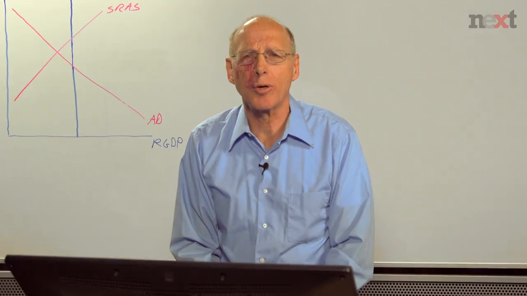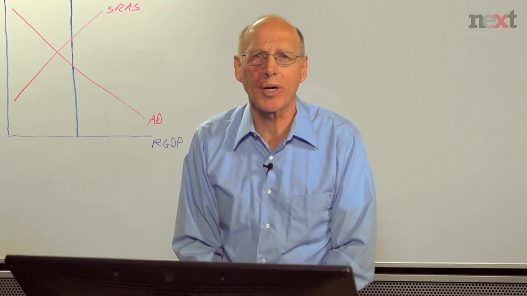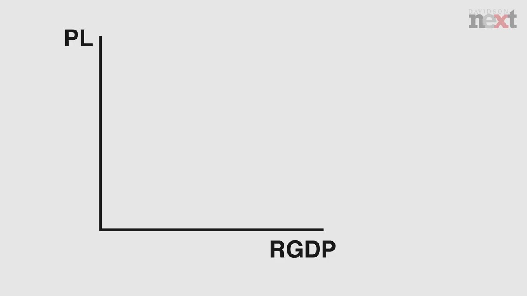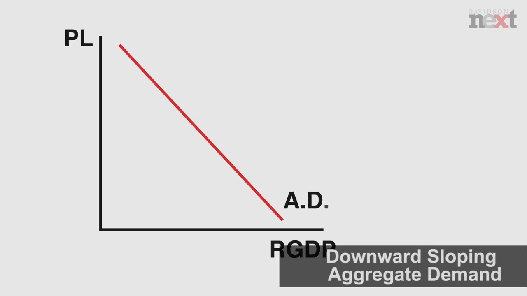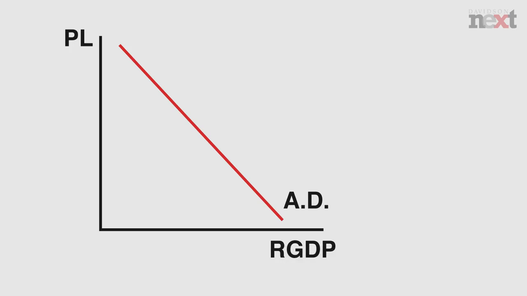You've examined aggregate demand and aggregate supply. It's now time to put those concepts together to see how their interaction determines a short-run macroeconomic equilibrium. Now, just to review, your aggregate demand curve is going to be a downward sloping curve reflecting an inverse relationship between the general price level and real GDP or output.